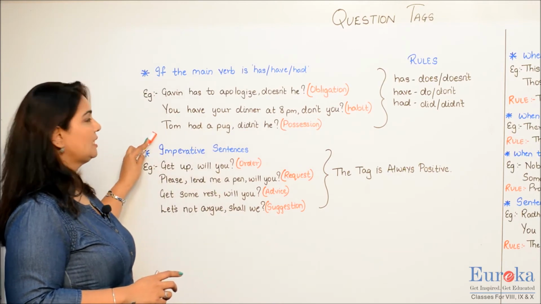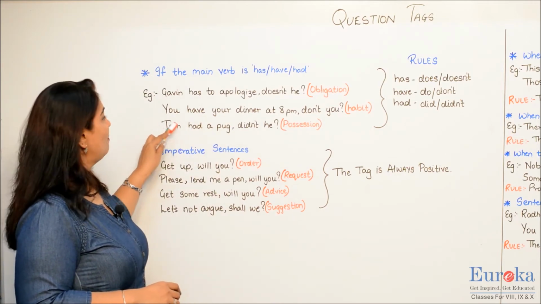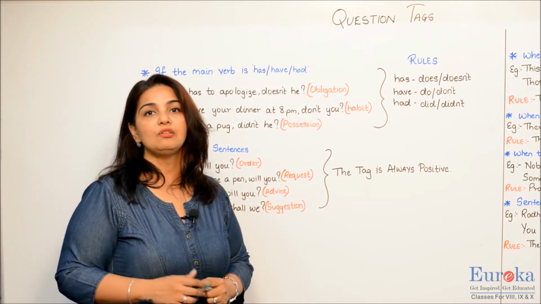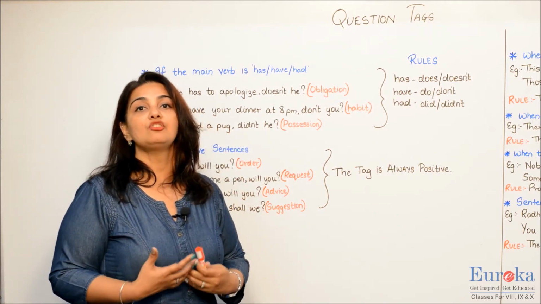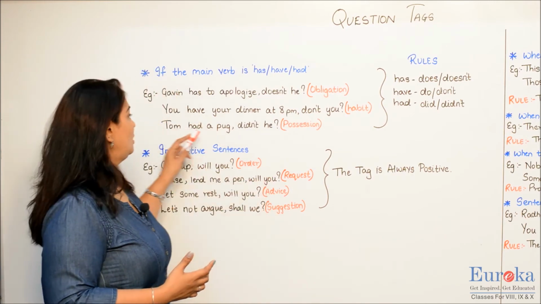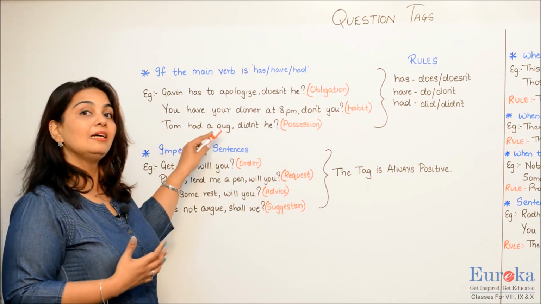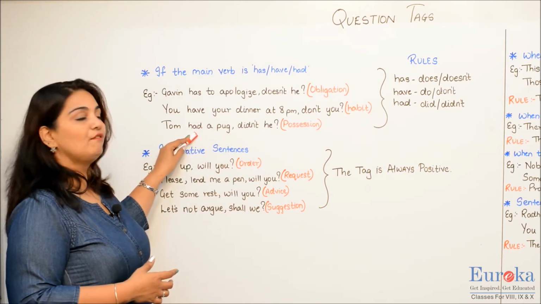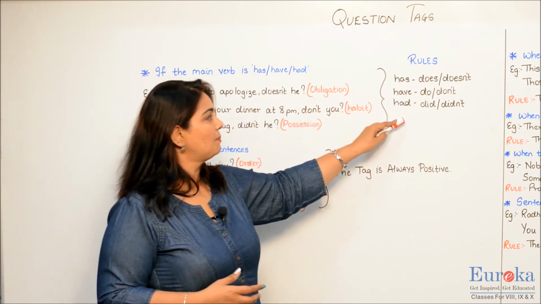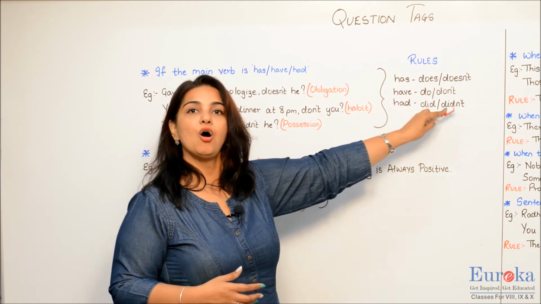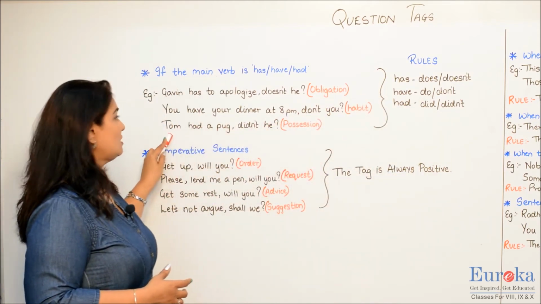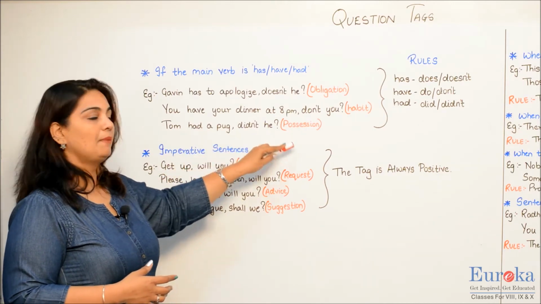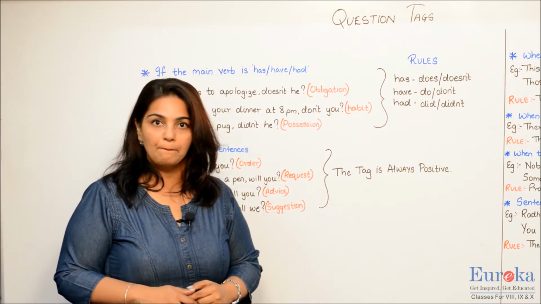Look at the third example given over here. Tom had a pug. This is a possession. A possession means ownership, something that you have of your own. So here we are saying that Tom had a pug, that is in the past tense. So again, had, which is the main verb, will be supported by did or didn't. So let's look at the sentence again. Tom had a pug, didn't he? Because this sentence denotes possession.